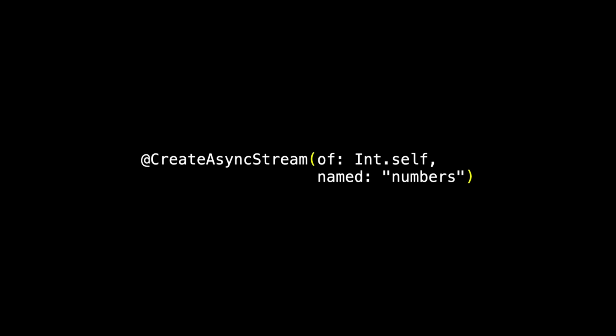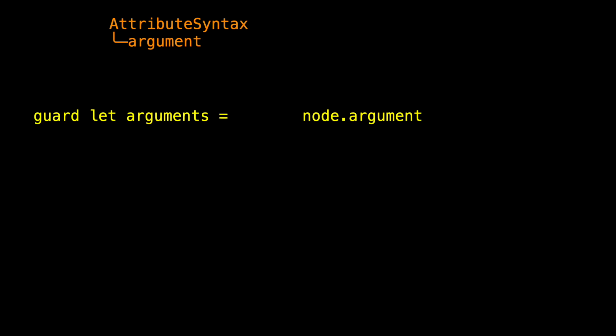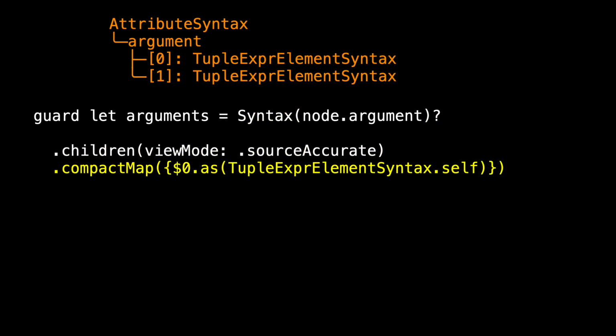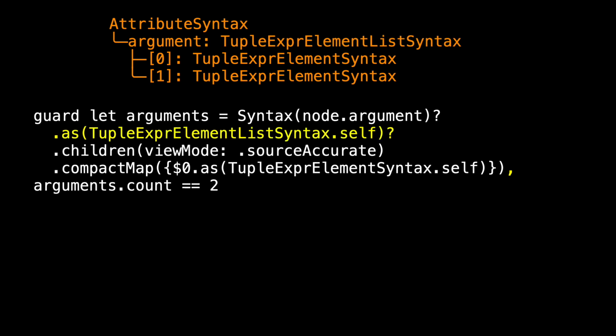So last time we focused on the arguments of create async stream and noticed that there were two of them. There was the type int.self, which had the label of, and there was the string numbers, which had the label named. And you might remember the way we got at this was I wrapped node.argument in a syntax and then asked it for its children and then used a compact map to get an array of the correct type if they existed. This allowed us to check in particular that there were two arguments. So thing one that I want to stop and fix is I never actually checked that the type of the syntax node.argument was correct. And so let's add that check here.